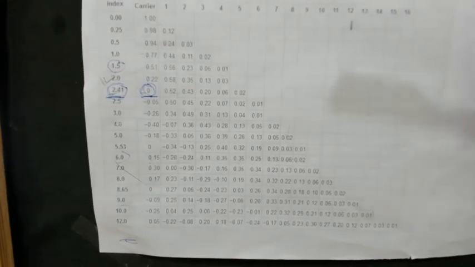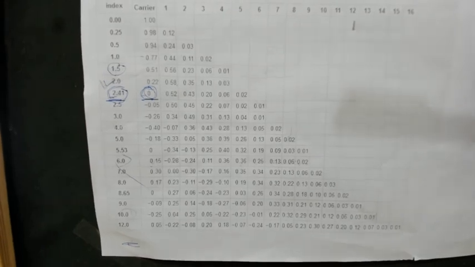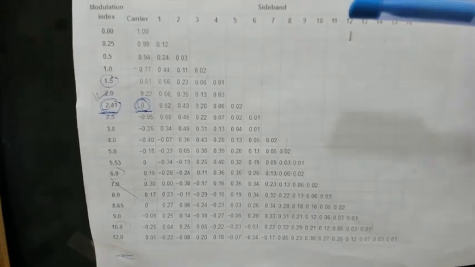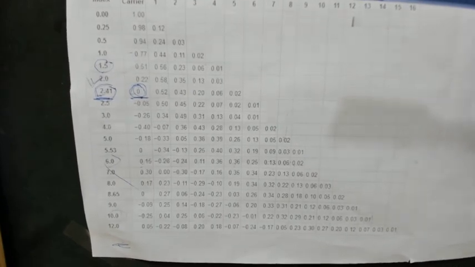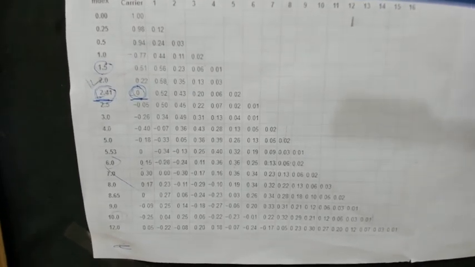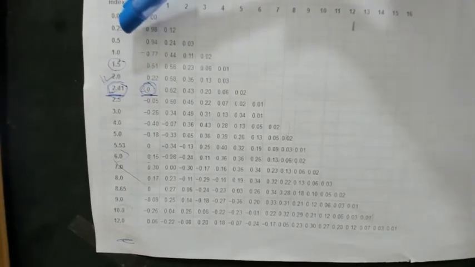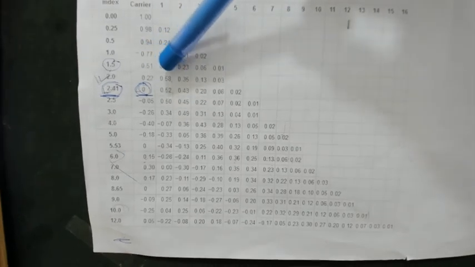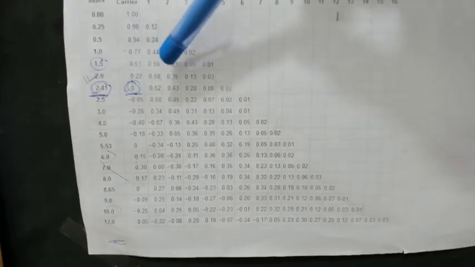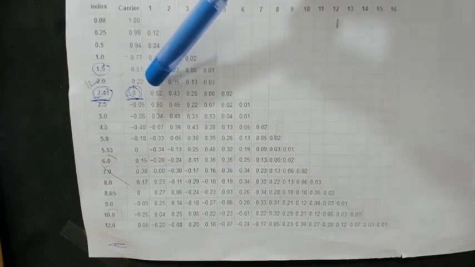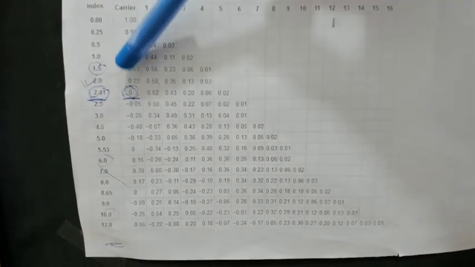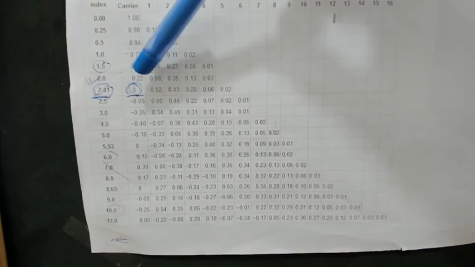If your modulation index is, let's say, 0, then you have a carrier of 1 only. If your modulation index is 0.25, then you have a carrier signal of 0.98 and one sideband of 0.12. If your modulation index is 0.5, then you have a carrier of 0.94 and two sidebands, on both sides. From the right hand side, you will get 0.94, 0.24, 0.03. If it is 0.77, then you have three sidebands on the right side and three sidebands on the left side, and the carrier signal strength is given in the first column.